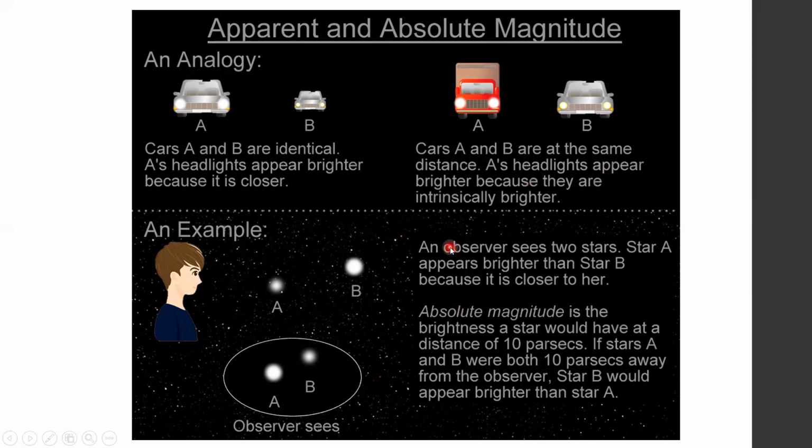And down here, similarly with stars, if an observer sees two stars and star A appears brighter than star B, it can be because star A is literally closer to the observer than star B is. This little oval shows you what the observer would see. Star A would appear larger and brighter than star B, simply because it's closer. Even though, if we consider its luminosity or absolute magnitude, star B would actually be the brighter star, even though the observer does not see it that way.